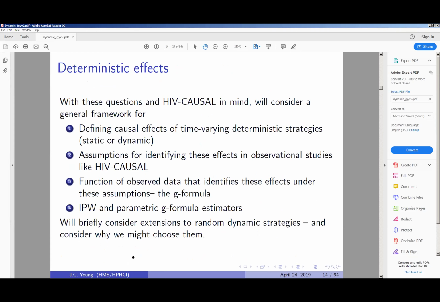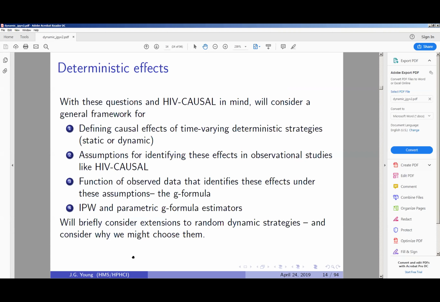Okay, moving on. So with these questions and HIV-CAUSAL in mind, we're now going to consider a general framework for defining causal effects of any of these time-varying deterministic strategies, whether they be static or dynamic. We'll consider assumptions for identifying these effects in observational studies, like the HIV-CAUSAL cohort study. Then we're going to review the key function of observed data that identifies these effects under these assumptions, the G formula, which I think Maya and Yi probably alluded to, and we'll talk about it a little bit more. And finally, we're going to consider estimators of this function, the G formula.